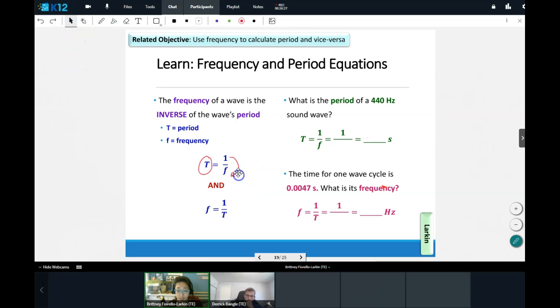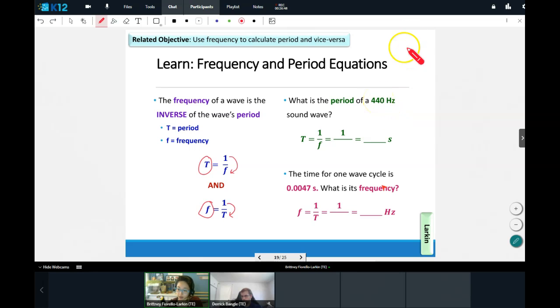Okay, same thing if I want to do the opposite. Again, we just flip them. So if I want to solve for frequency, all I need to do is flip it, 1 divided by the period. Smiley faces emojis in the chat if that's beginning to make sense. They're just opposites of each other. They're just opposites or inverses. Excellent. All right, let's go ahead and actually practice this.